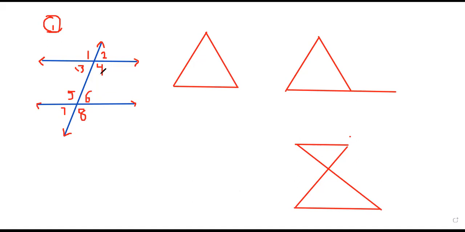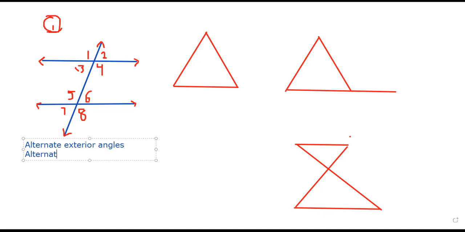2 and 7 are alternate exterior, because it's like an X shape. Just a second. So we have alternate exterior and interior. We have alternate exterior angles, and they should be equal in measure or supplementary? Equal in measure.